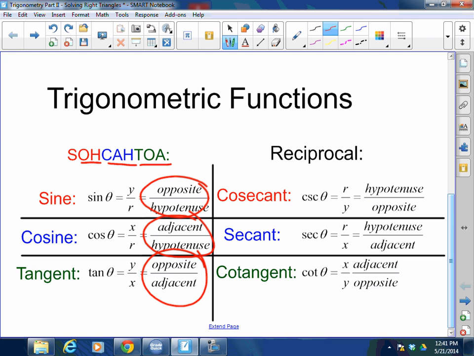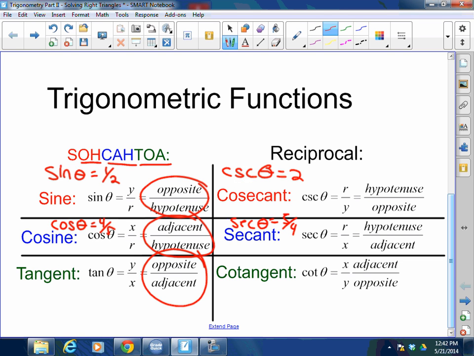Then you have the reciprocal functions. The reciprocal of the sine is the cosecant. So if the sine of a certain theta, let's just say for giggles, equals 1/2, that means the cosecant of that same exact theta equals 2, because it is a reciprocal. Cosine's reciprocal is secant, same difference. If the cosine of a particular theta was, I'm going to say 4/5, then the secant of that exact same theta will be 5/4.